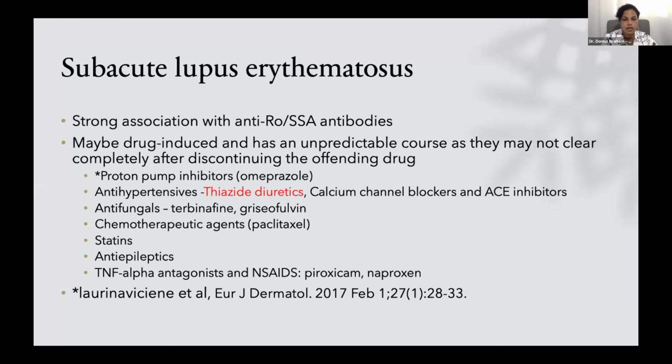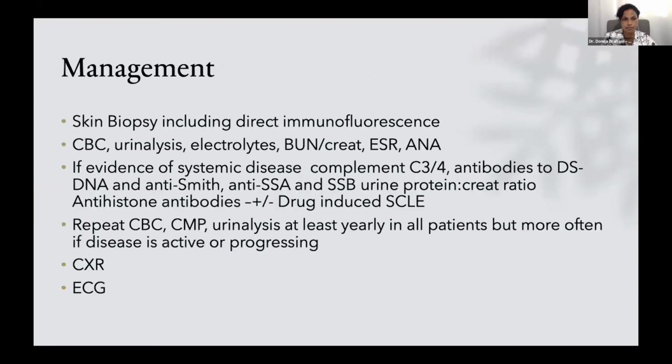A study done by Laurence Vitz, published in the European Journal of Dermatology in 2017, actually showed that proton pump inhibitors are now the most common offending drug for causing subacute lupus erythematosus. And that's then followed by antihypertensives, in particular thiazide diuretics, antifungals, chemotherapeutic drugs, statins, and anti-epileptics. Tumor necrosis factor alpha antagonists and NSAIDs have also been shown to cause subacute lupus erythematosus.